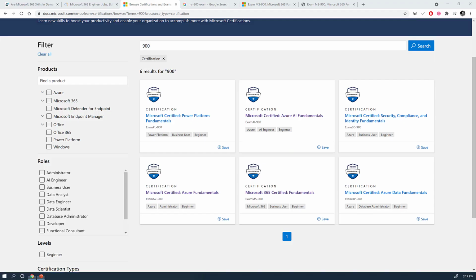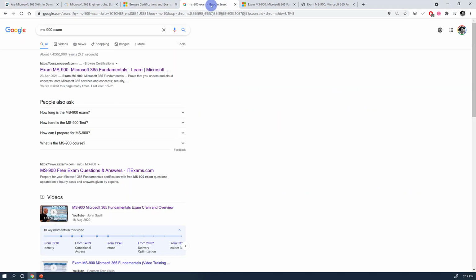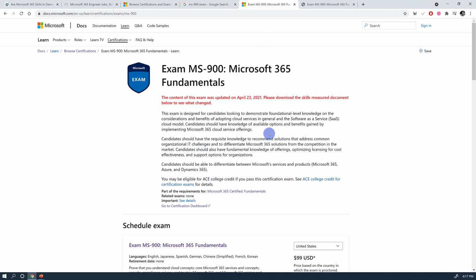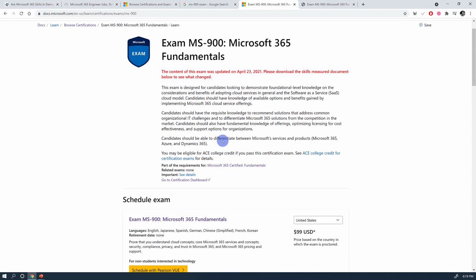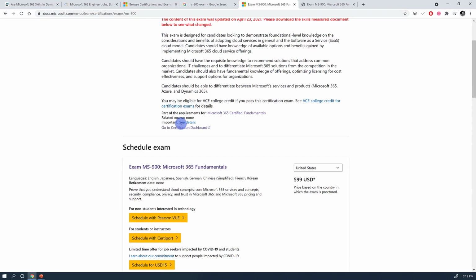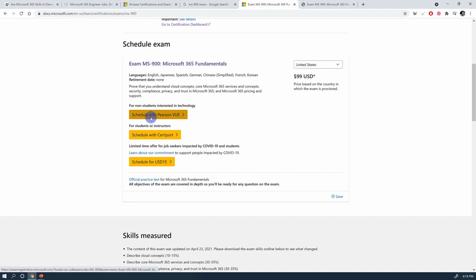Now let's quickly look at what we are going to cover in this exam. So if you search for the Microsoft MS-900 exam, the very first link you will get here is the official page from Microsoft. Here they have mentioned what kind of skills they are going to test in the exam and what kind of knowledge they expect the candidate to have before he or she appears in the exam. Now if you scroll down a little bit here, you can schedule your exam from here.